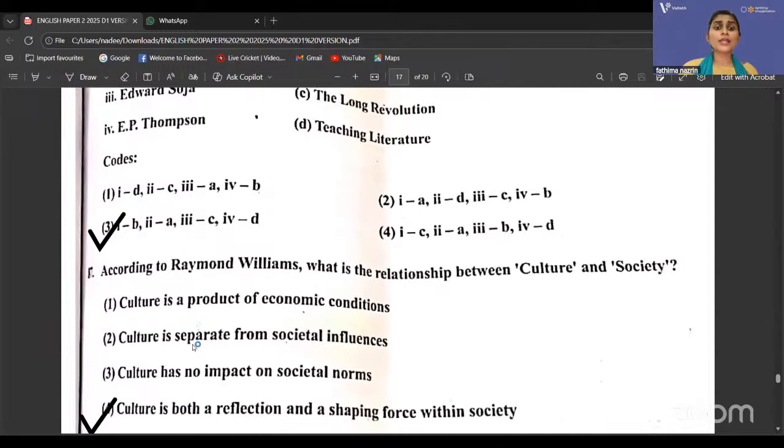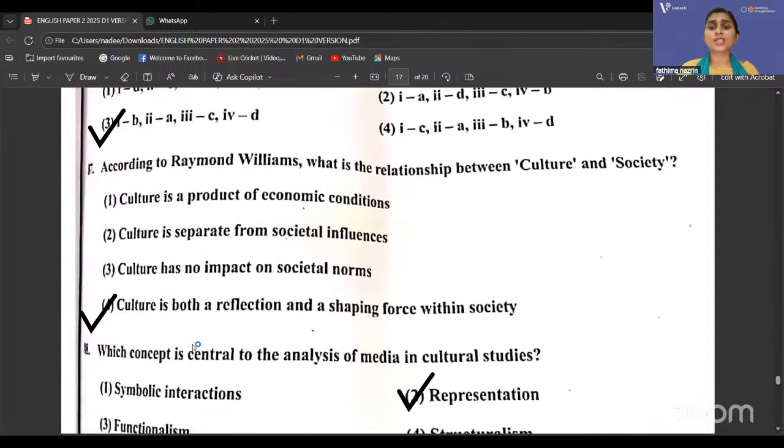Now, according to Raymond Williams, what is the relationship between culture and society? Here, the answer is obviously option number 4. Culture is both a reflection and a shaping force within society. All the others are negative in their statements. Culture is a product of economic conditions. You could have got confused with that option. But the other two options, culture is separate from societal influence, culture has no impact on social norms, are completely wrong. So you could have eliminated them and then considered.